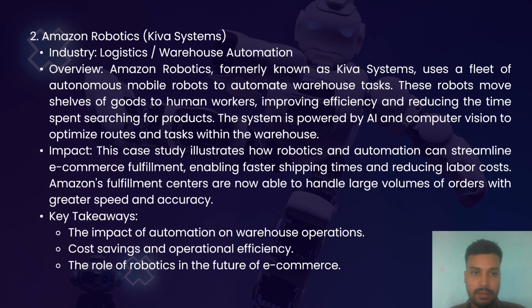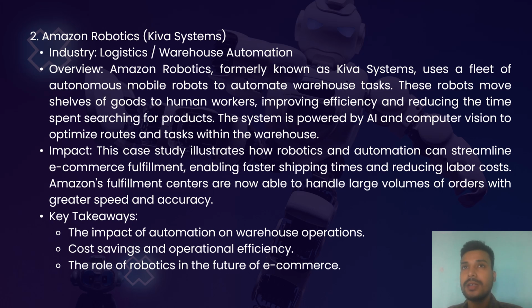Let's move on to the next slide, which contains the case study of the Amazon Robotics Kiva system. Let's read the overview, then I'll explain what it is all about. Amazon Robotics, formerly known as the Kiva system, uses a fleet of autonomous mobile robots to automate warehouse tasks. It's a kind of helping robot, or we can say it helps in arranging goods, working alongside humans.